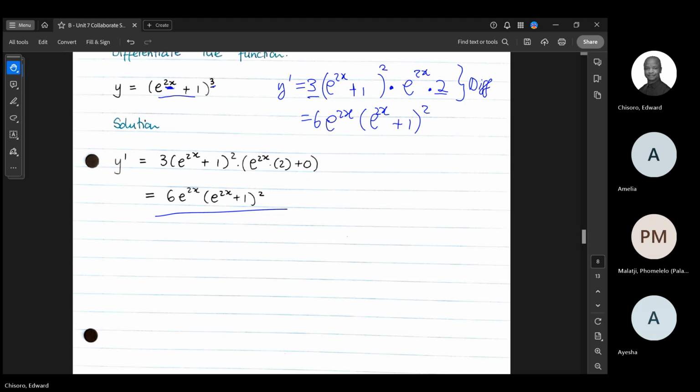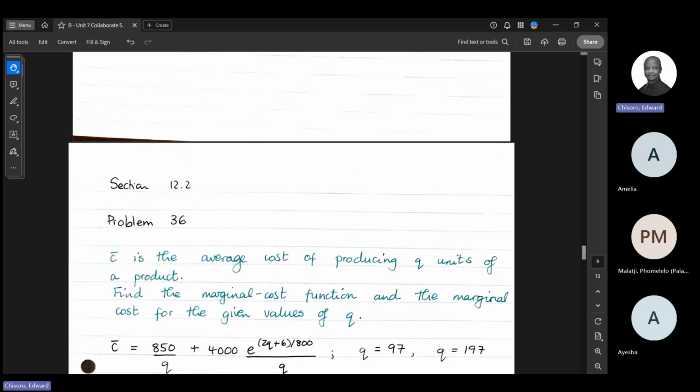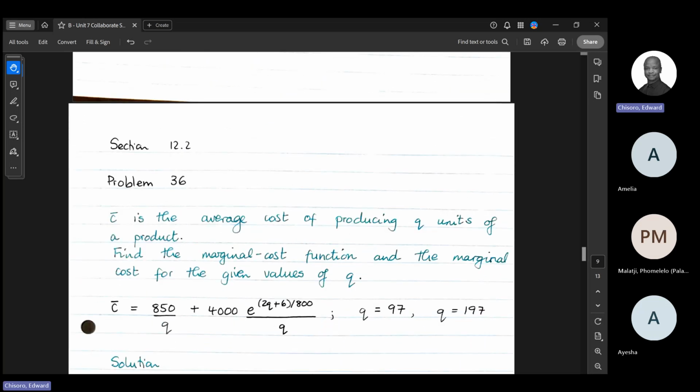All right. Okay, so if we then proceed to the next problem, it's an application type problem. So we are given the average cost of producing Q units of a product, but we want to find marginal cost. So again, marginal means differentiate. And what do we differentiate? The cost function. So we are given the average cost function. So we need to find the cost function first.